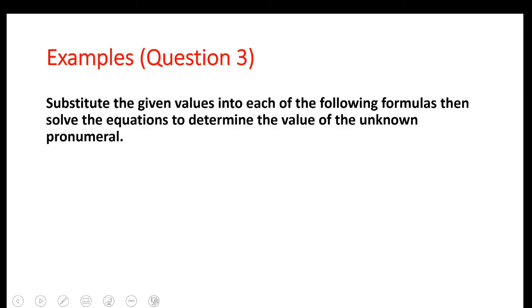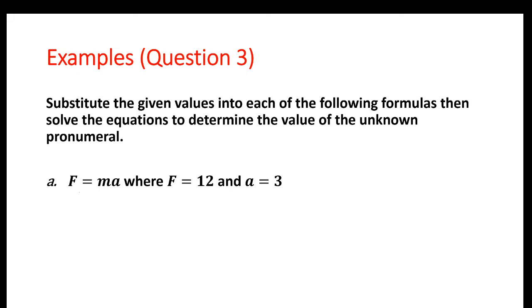Question 3. Substitute the given values into each of the following formulas, then solve the equations to determine the value of the unknown pronumeral. Basically in these ones, we're going to give you 2 of the values. The F is this one here and the A is this one here, and then we have to rearrange it for M. First we're going to substitute our values in. So we get 12 is equal to M times 3.